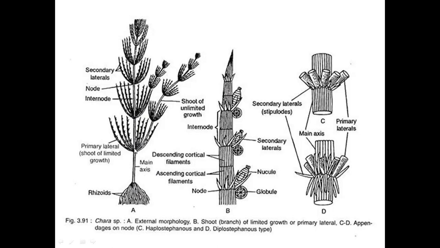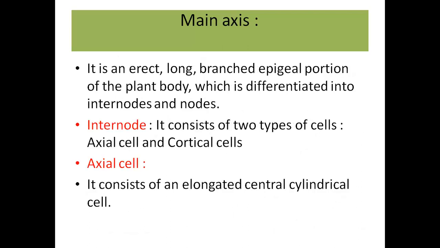So the main axis is mainly divided into nodes and internodes, and in Chara, unlike other algal forms, we are focusing on studying the nodes and internodes. What are the peculiarities of the node? What are the peculiarities of the internodes? First we will study the internode. The internode consists of two types of cells. First is the axial cell and the second is the cortical cell.